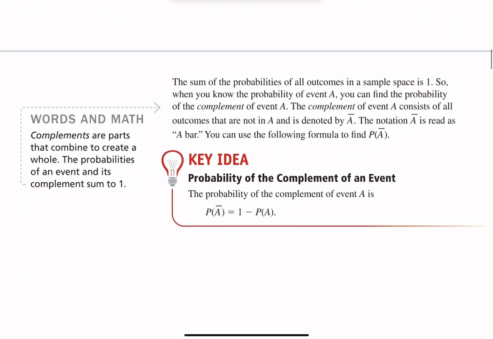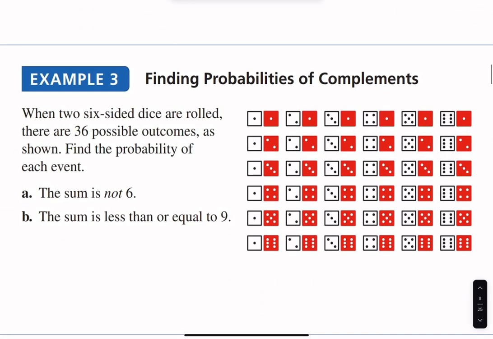Okay, something else we can look at with probabilities in a sample space is the complement. So if you add all the probabilities together, you're going to get 1 because 100%. You can also find the complement by subtracting 1 minus the probability, and the complement is just everything that is not included in that event. So let's see an example where we actually use the complement instead.